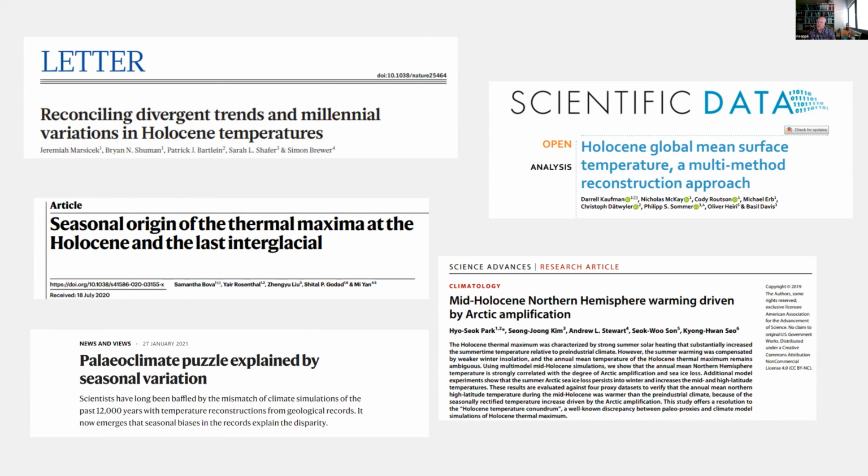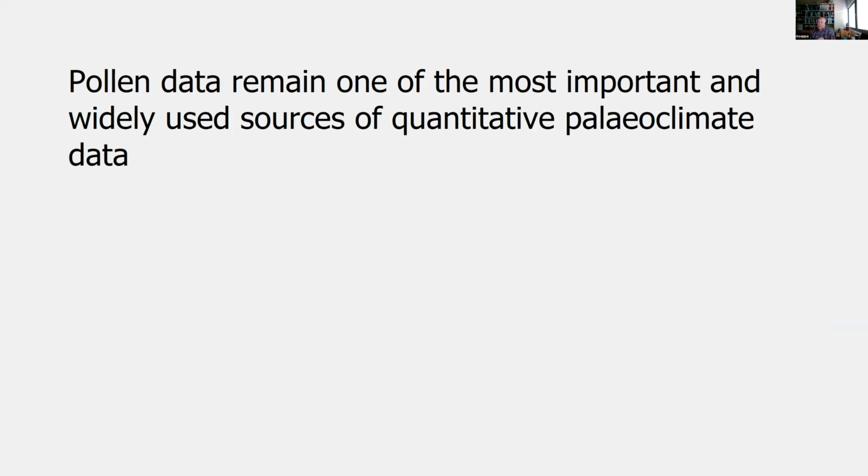In this very recent Nature paper, the authors argue that this seasonal bias might actually be the reason why there's a mismatch between models and proxy data. But this doesn't include pollen, it's marine data in this paper. Another fact seems to be that pollen data remain one of the most important tools for quantitative paleoclimate reconstructions.